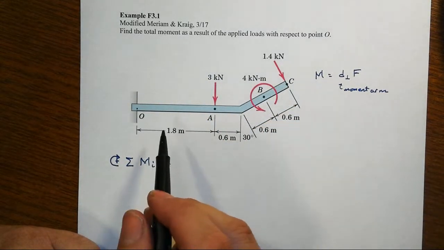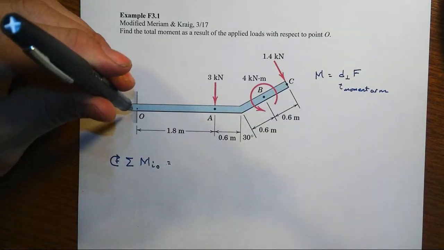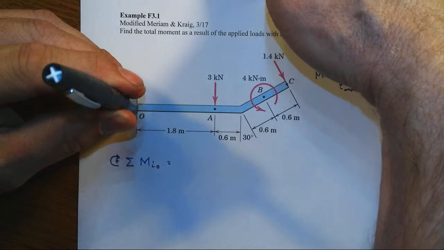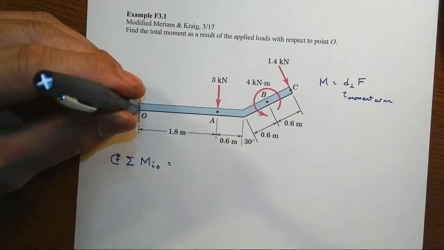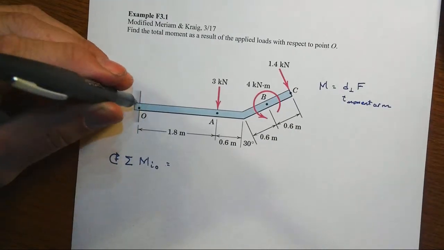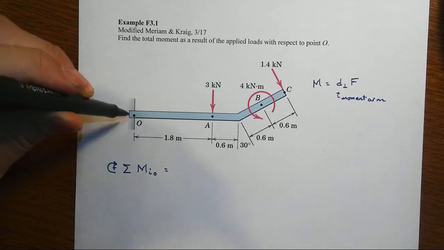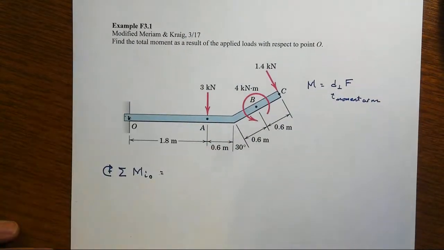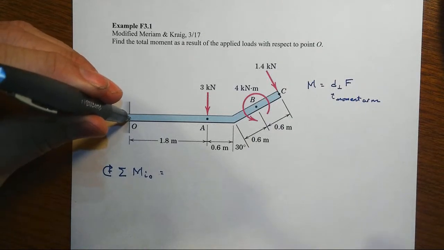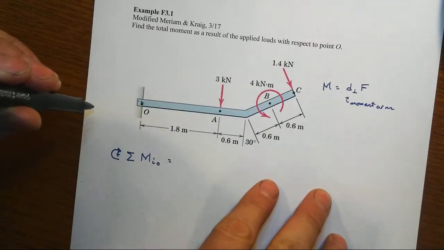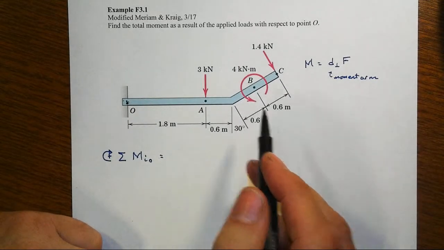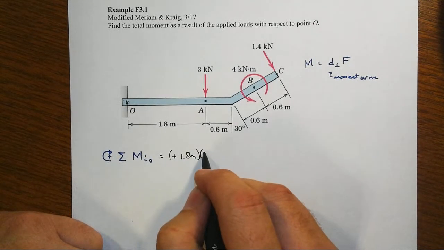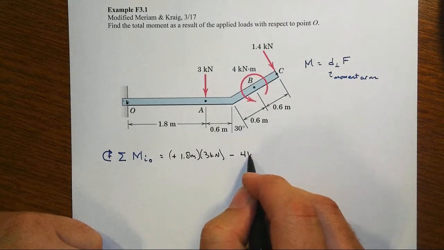Now when we do this calculation, we've got to decide: do we want to use clockwise or counterclockwise as positive? If I were to put a pin here at O and apply that force of 3 kilonewtons, that would tend to rotate the paper in a clockwise fashion. So that would be a plus. The same thing would happen over here with the 1.4 kilonewton load applied at this angle; it's going to want to do the same thing. When we twist it like we have here at B, that's going to want to go in the other direction, so that would be a minus. So we'll have a plus, minus, plus as we go along. So plus 1.8 meters is the perpendicular distance times the 3 kilonewton force, minus 4 kilonewton meter moment.